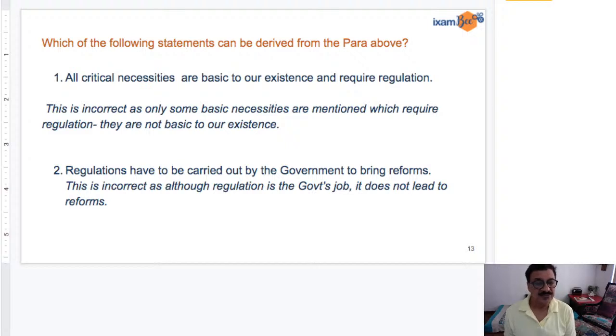Yes, Ashwika, the basic ones referred to in the para. Very right. So the second derivation, regulations have to be carried out by the government to bring reforms, is not correct again. This is incorrect because although regulation is the government's job and they should do a good job, he says, it does not lead to reforms. With regulation, we presume I'm carrying out certain changes in the land holdings. So the government passes an order, hoping it will lead to changes. But here that is irrelevant to us. In this para, regulations have to be carried out by the government to bring reforms.